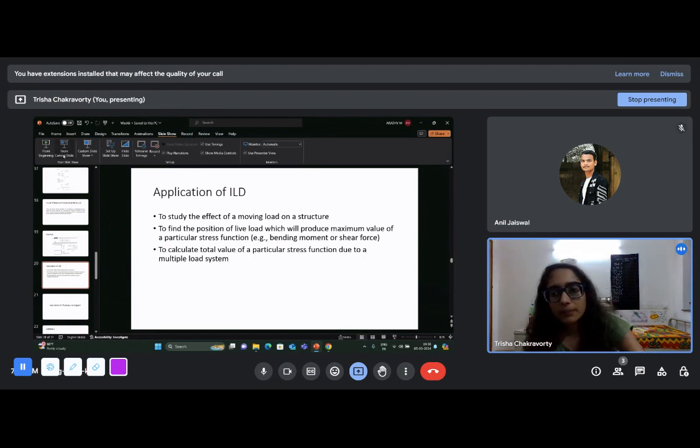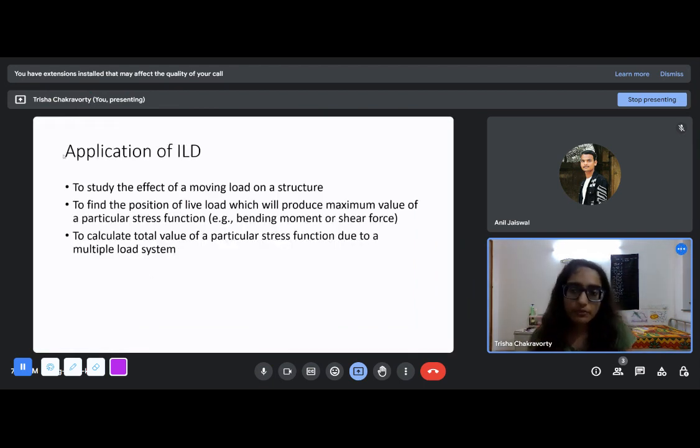We know how to draw the ILD of a given beam with given support reactions of a particular kind of response at a particular section. Now we are interested in how we will apply it. Like we said, we needed to find out the response of a structure under live loads whose position and magnitude changes. So that is what we are going to look at now. The ILD is used to study the effect of a moving load on a structure. It is used to find the position of live load which will produce maximum value of a particular stress function.